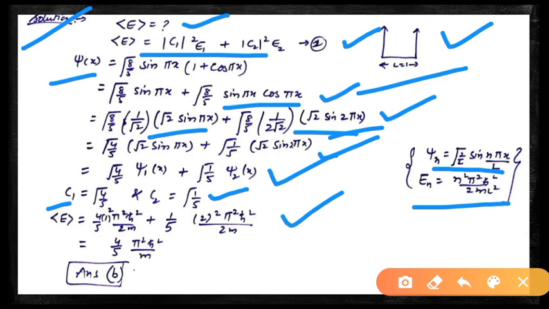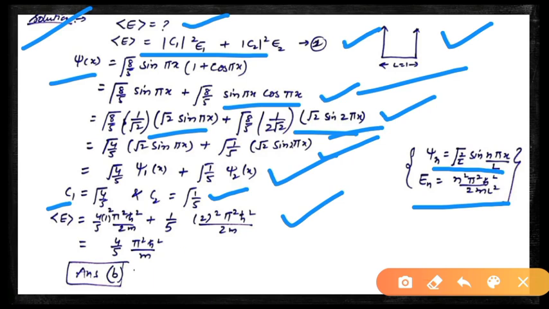So here the first term is equal to C1 square into E1. Here C1 square is 4 upon 5 and E1 is 1 square π square ħ square upon 2m, because here L is equal to 1. And the second term is C2 square into E2. So C2 square is 1 upon 5, and E2 is 2 square π square ħ square upon 2m.